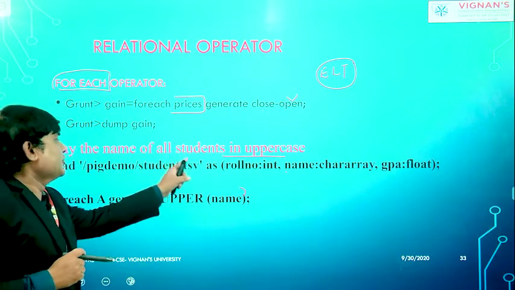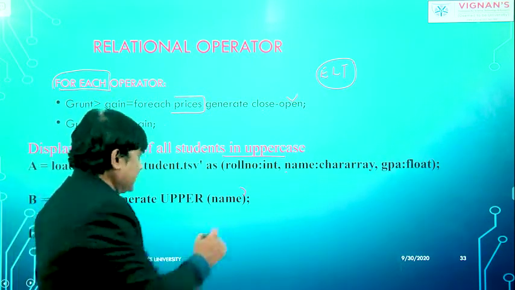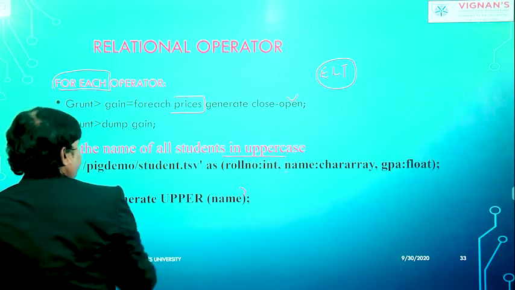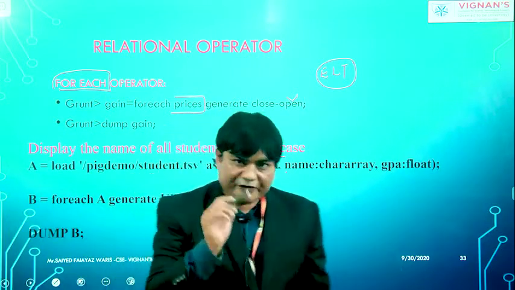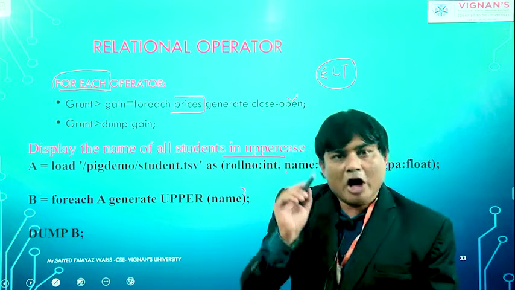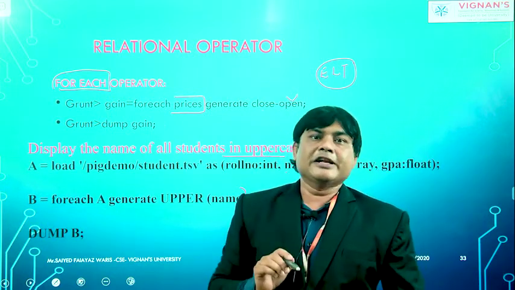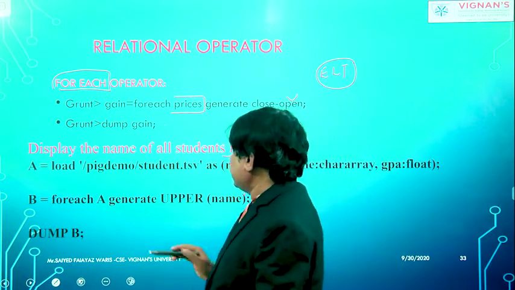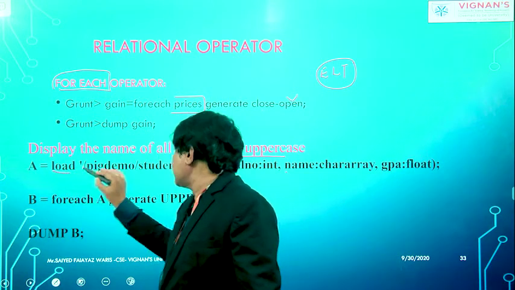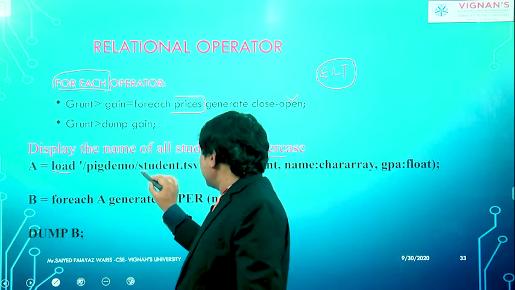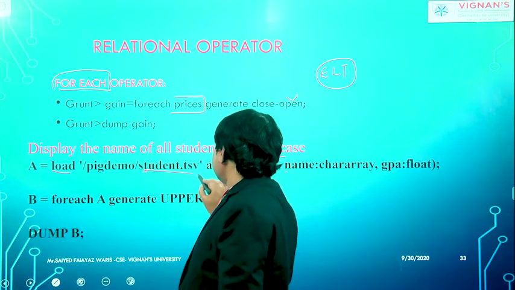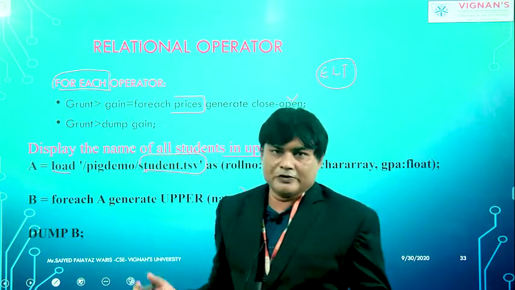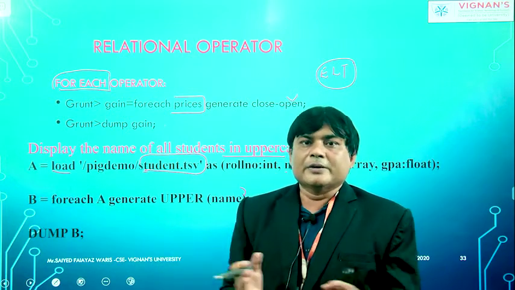Display the names of all students in uppercase. We have a relation with a field called name, and I want to display the name of every student in capital letters. So I am using the LOAD operator, loading the student.tsv file. TSV is tab separated values, which means the fields are separated with tabs.